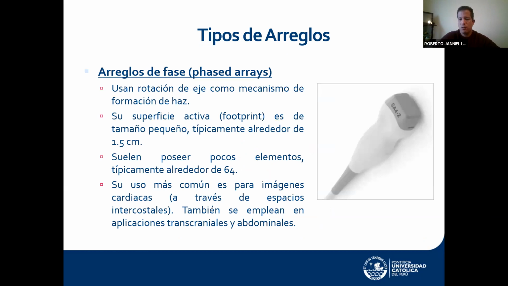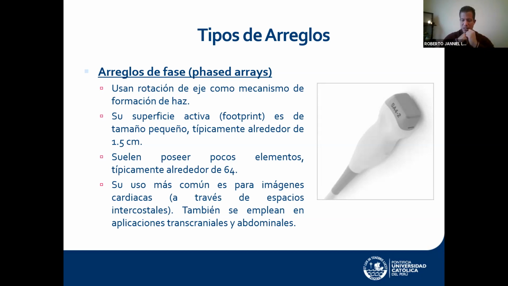So about the types of arrays that we can have. There are mainly 3 types of arrays that are probably important to discuss for the context of these lectures. One of them is a phased array. These are pictures over here of arrays that we have in the laboratory at PUCP.